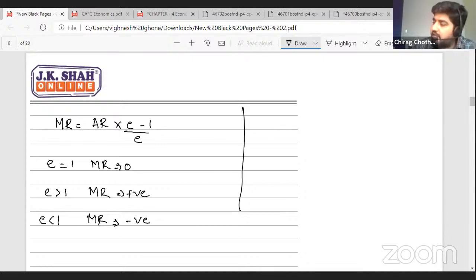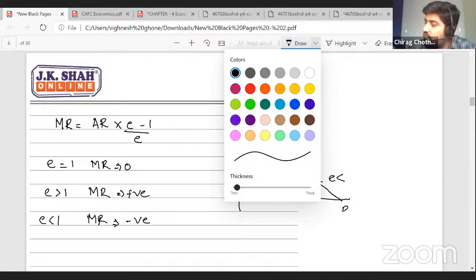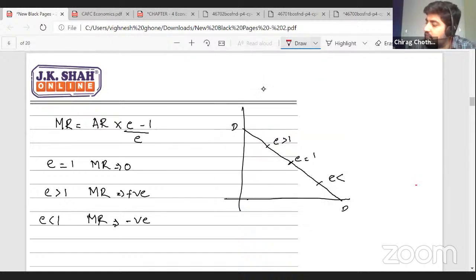So if we are drawing the diagram, and let's suppose this is our demand curve, at the center point, this is our elasticity, E is equal to 1. Here E is greater than 1. Here E is less than 1. Yes or no? Now let's look at the MR curve. If I want to show the MR curve in the same diagram, how will it look? Be very careful, be very attentive. This is my MR curve. MR curve is downward sloping, it can become negative as well.